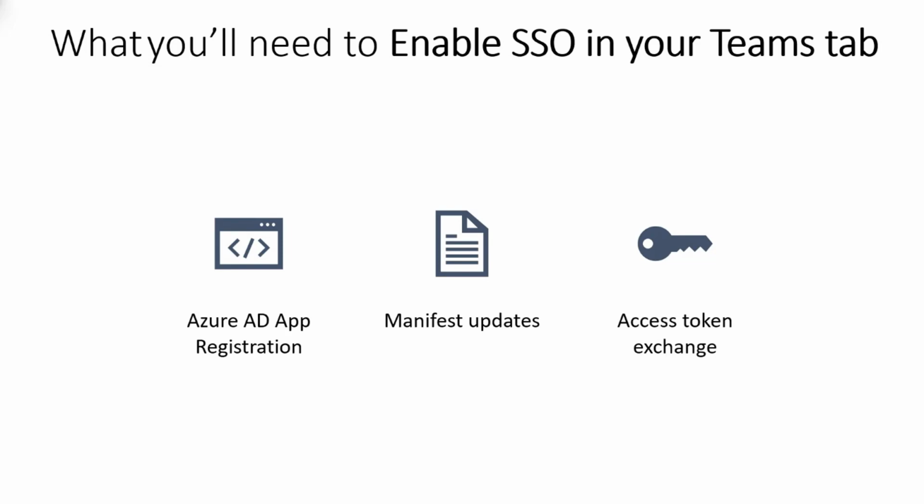What you'll need to do to enable SSO in your Teams tab is basically three things. First, the Azure AD app registration. Remember how we discussed that the application talks to the IDP, which is Azure AD, and checks whether it's registered and so on. That's where this comes in, and I will walk you through it. Then there are the manifest updates based on whatever we registered. The Teams application is a package that has a manifest and two icons, so this manifest file needs to have some information that points to whatever registration we did. Also the access token exchange, which we will show you in a detailed demo.